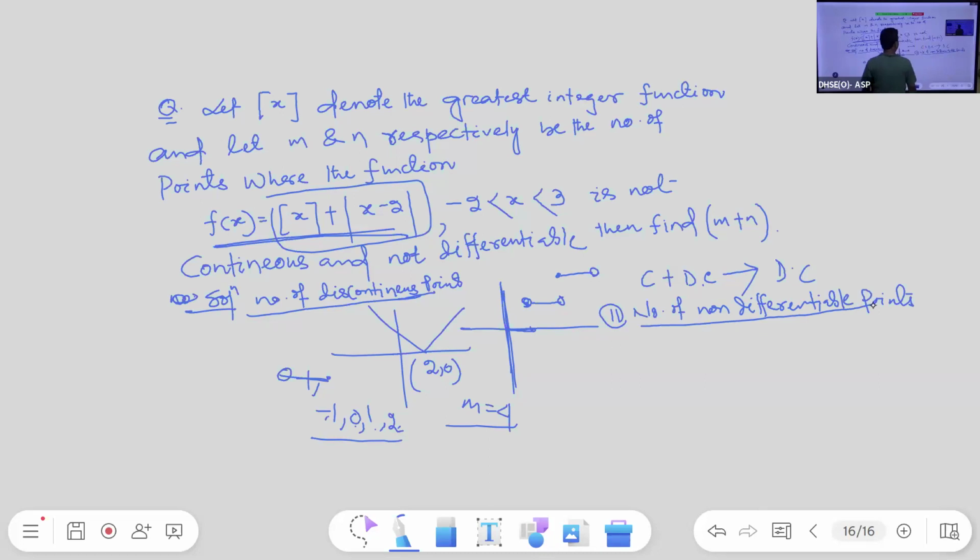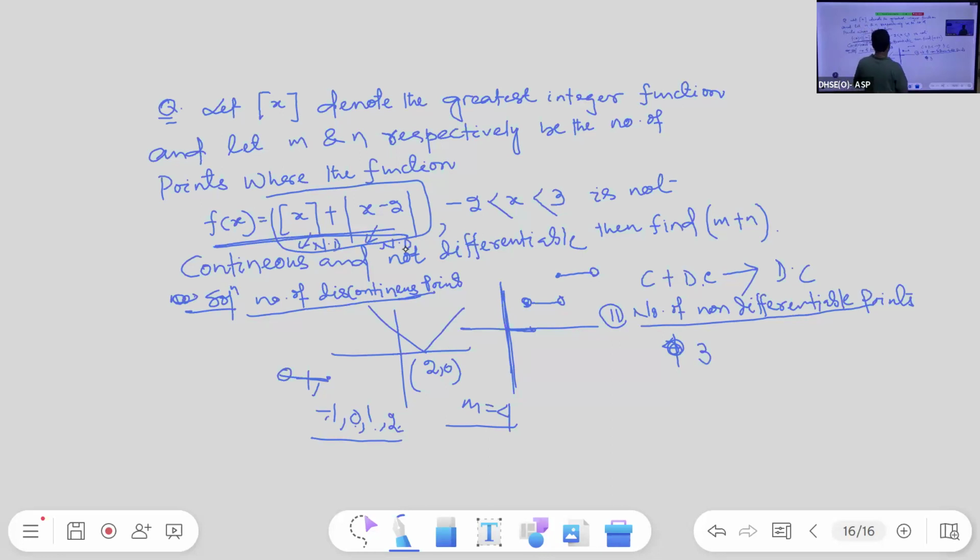Number of non-differentiable points: this function is non-differentiable at minus 1, 0, 1. This function is differentiable at these points minus 1, 0, 1, 2. So clearly 4 points are there which are non-differentiable. At x is equal to 2, both the functions are non-differentiable, so directly we can't comment on the differentiability of the function. We have to check the differentiability of the function by taking LSD and RSD at x is equal to 2.